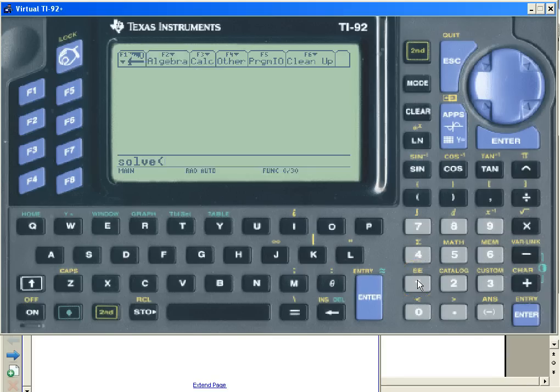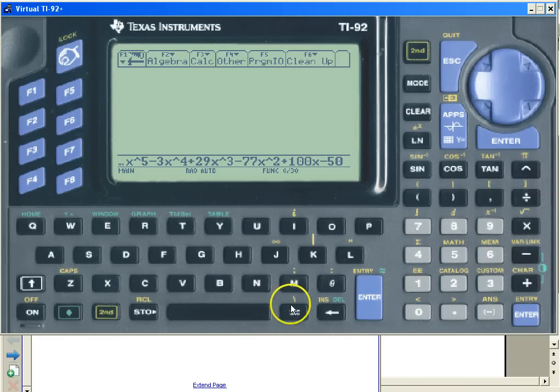And what are we solving? Well, here it is. X to the 5th, minus 3x to the 4th, plus 29x cubed, and then minus 77x squared, plus 100x minus 50.